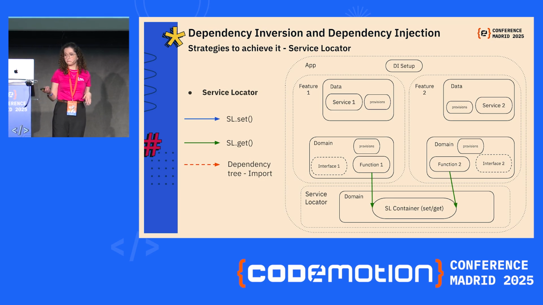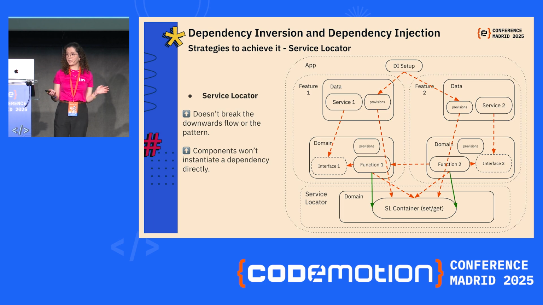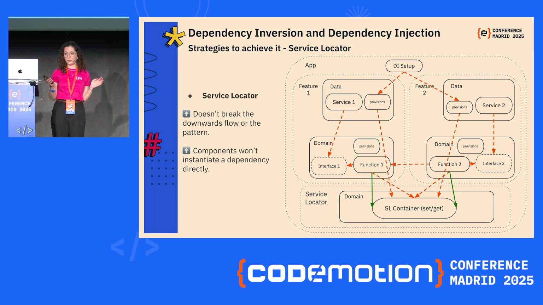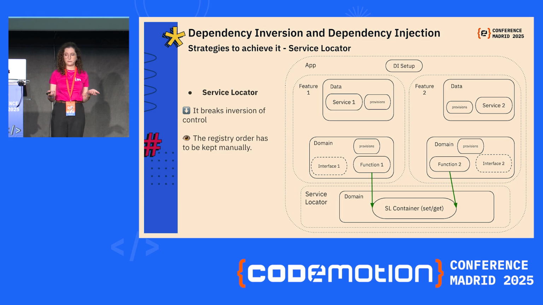Simple enough, right? That's good, because it doesn't break the downwards flow or our pattern at all, and components won't have to instantiate dependencies directly. But it does have a tiny problem that I'm sure at least one of you have noticed by now, which is that it breaks the inversion pattern that we have been preaching up until now, such preacher that I am. Because what am I doing? It's breaking the inversion of control. We're accessing the service locator directly.